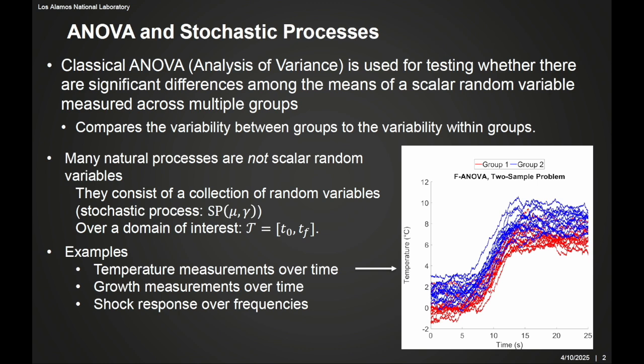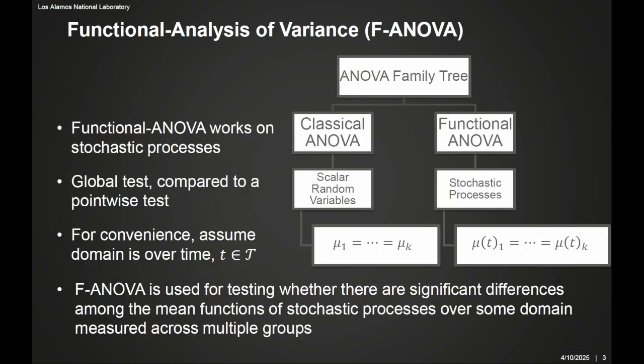Some examples include temperature measurements over time. So in the plot shown here, they have two groups, some type of temperature over time. We would like to know, over some domain, is group 1's mean different than group 2's mean? It can also be, like I said, shock response over frequencies or other types of measurements over some type of domain.